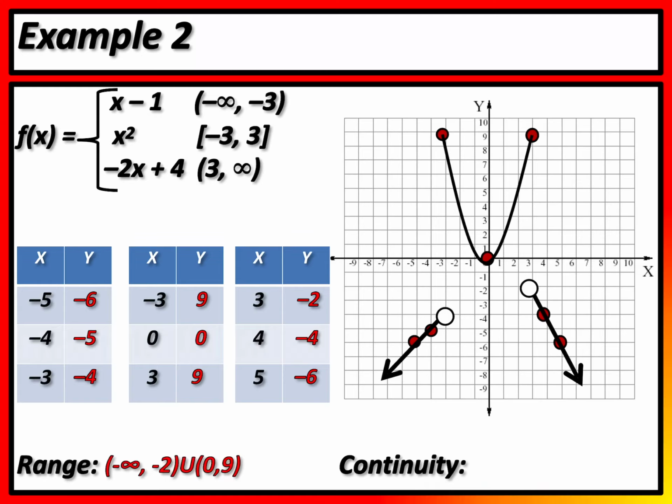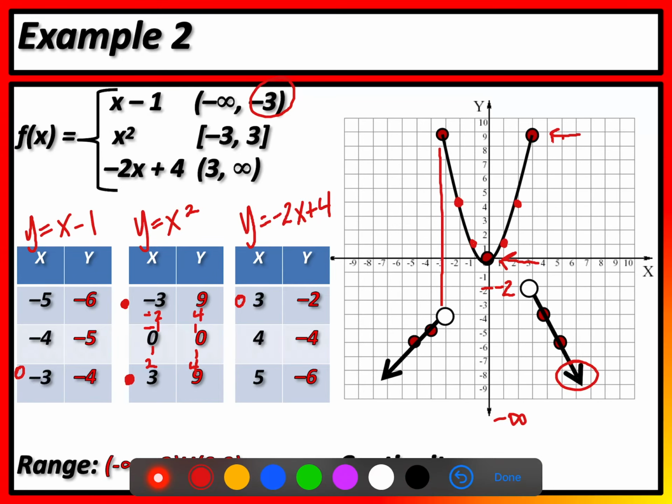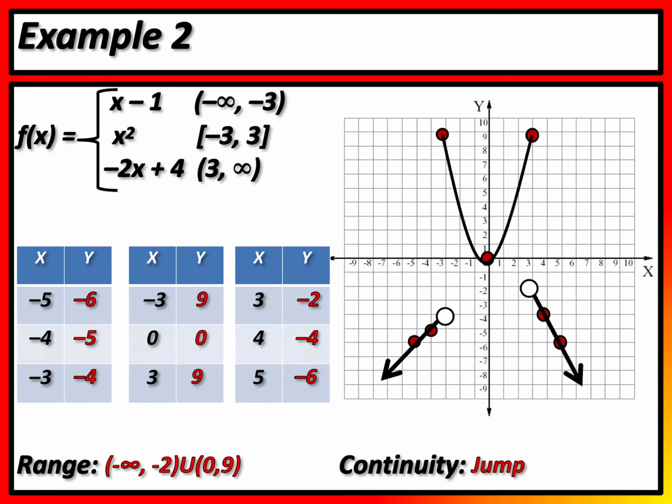Okay, my continuity. What kind of continuity would I have? If I wanted to trace this entire function without picking up my pencil, what would I need to finish the graph? What would I need to put in? Well, I'd need line segments from here to here. Putting line segments on the graph makes it jump. When you need a line segment in order to make it continuous.